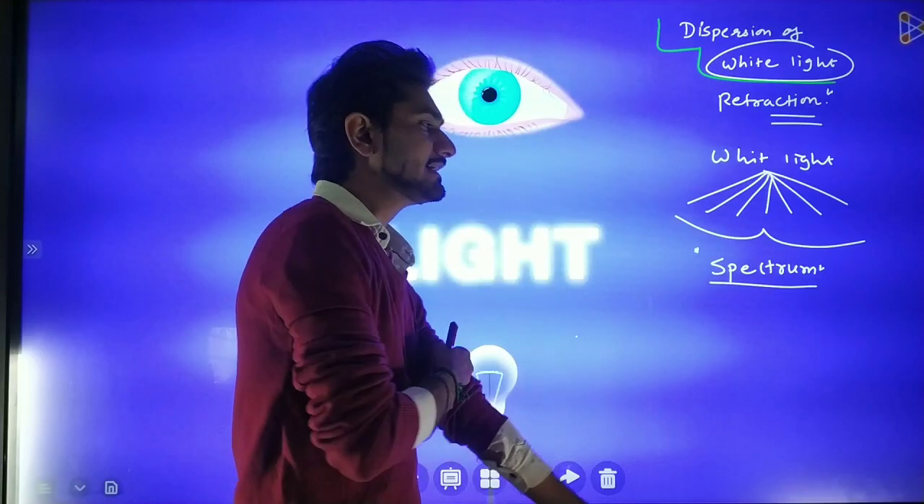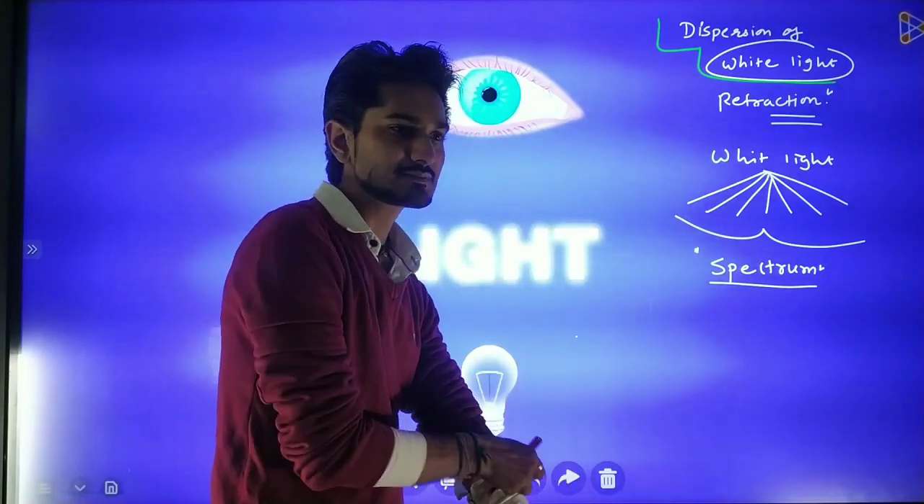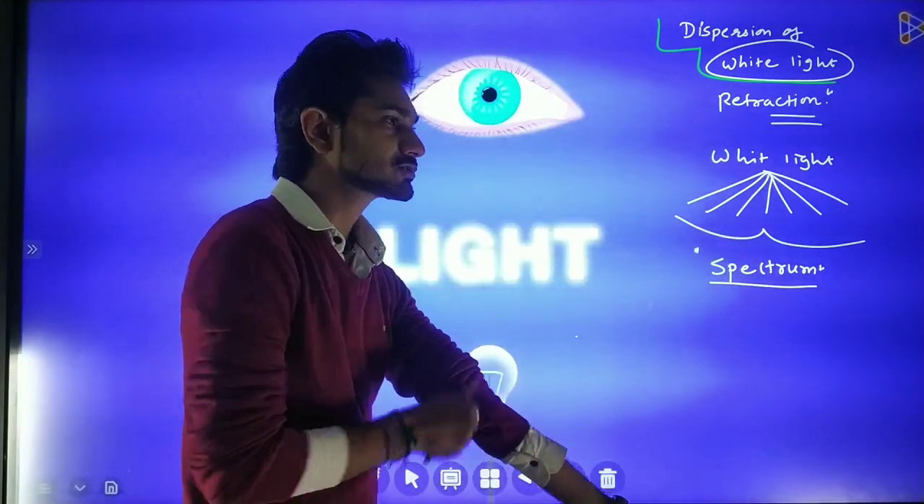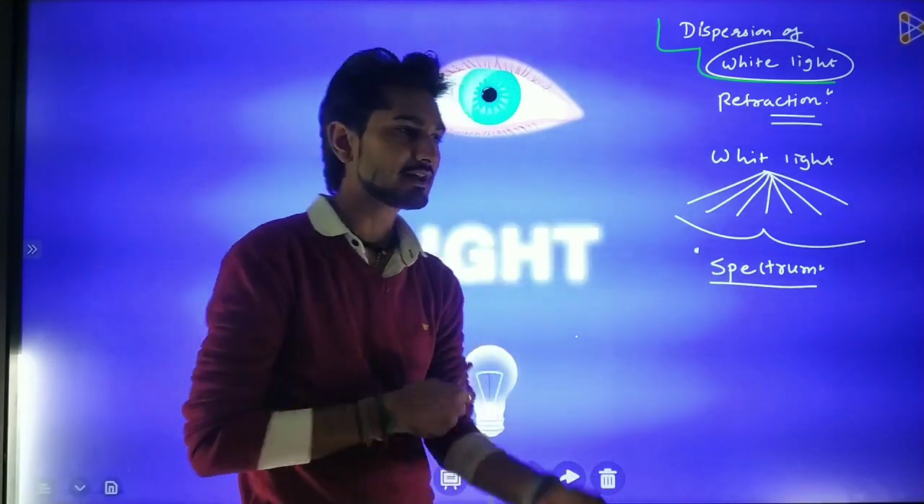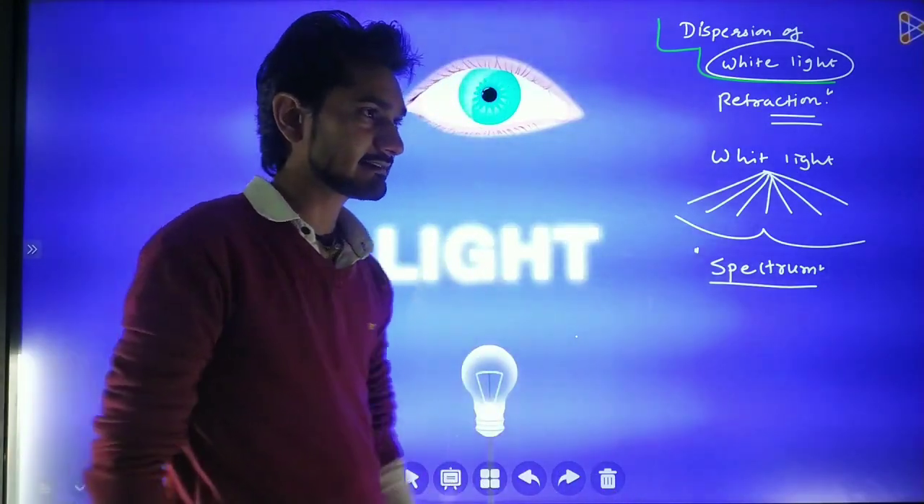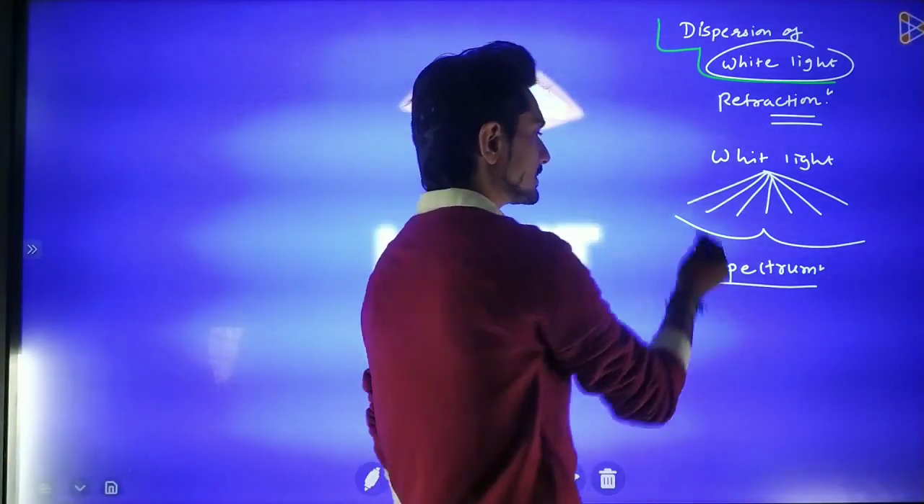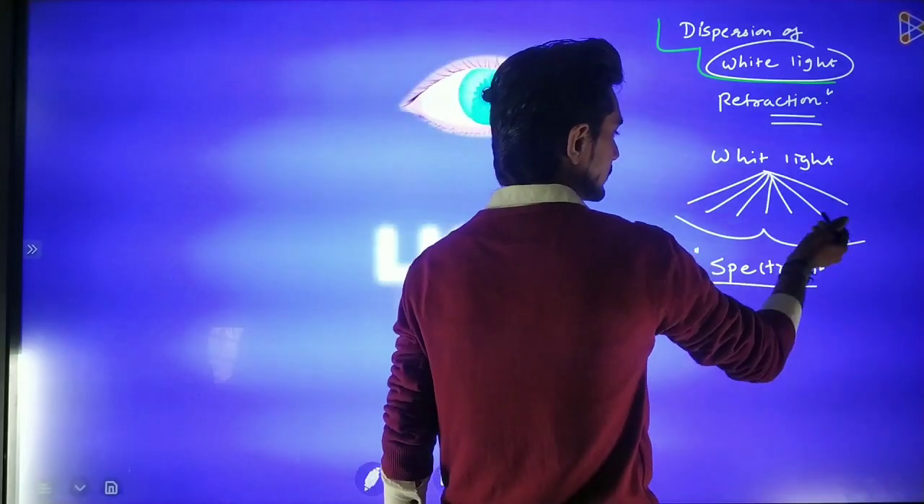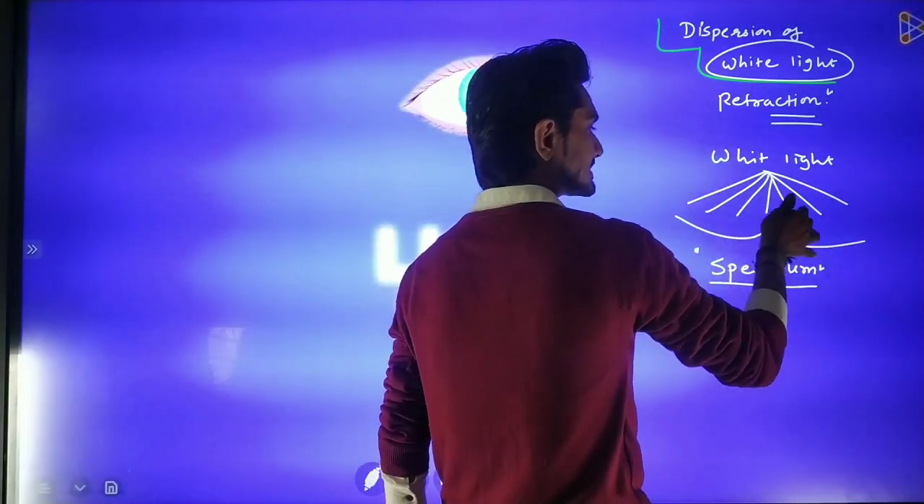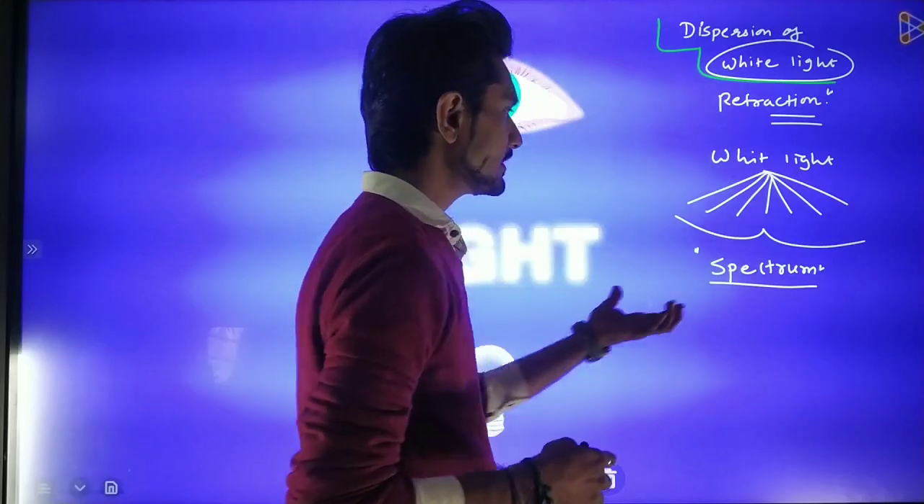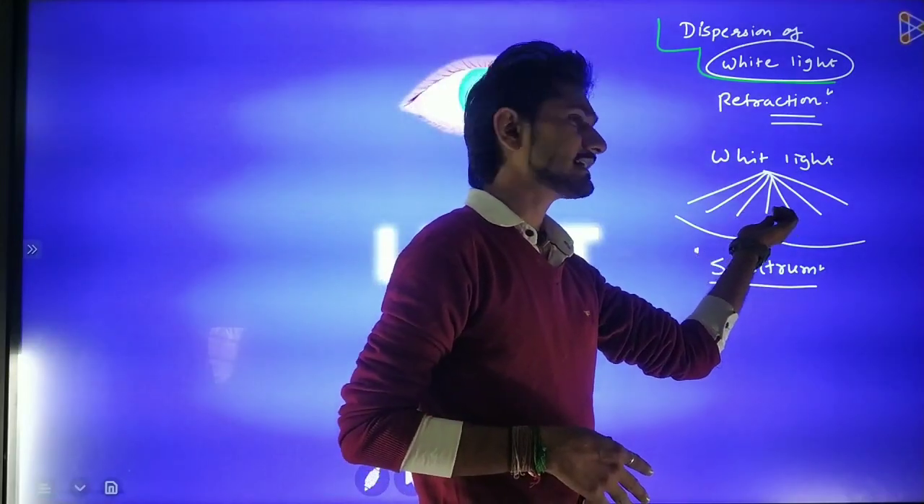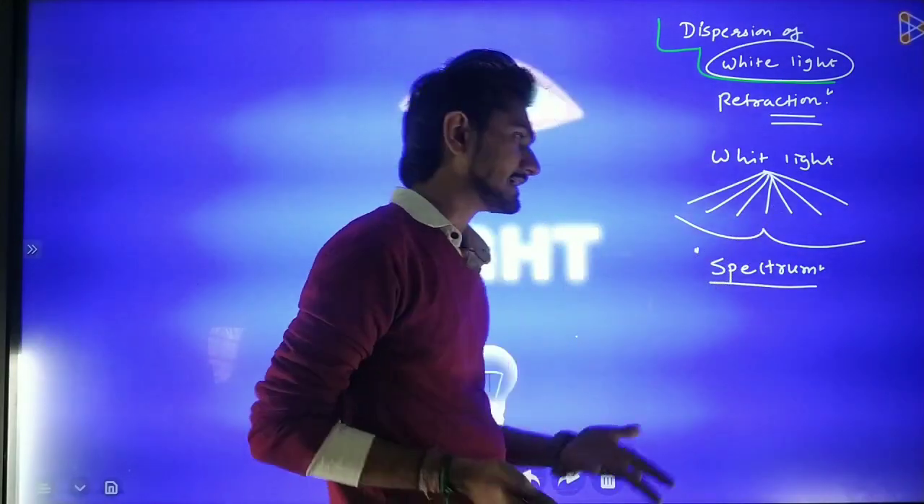So we have heard that the spectrum is made of 7 colors. What are those 7 colors? How can we identify what the 7 colors are, what is the first color, what is the last color, and what are the colors that lie between them?